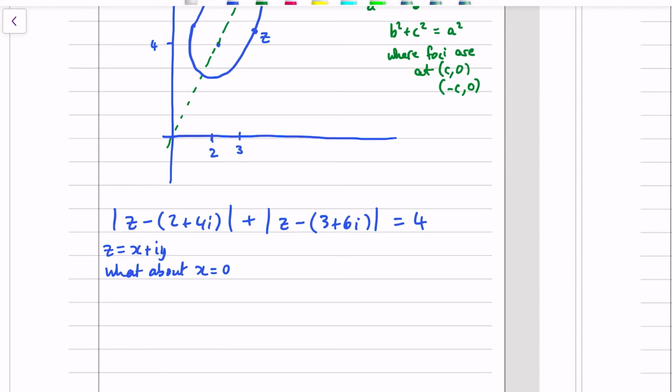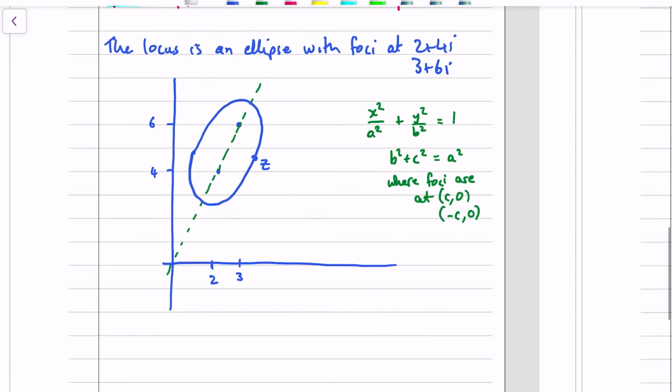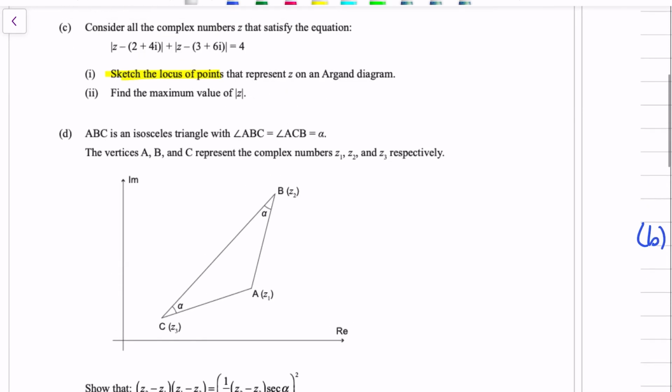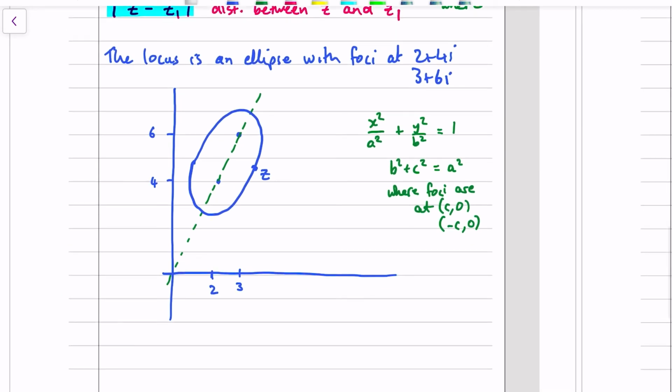We don't need to do that for this problem, but just a sketch in the first quadrant would be enough. And then the second part of the question says find the maximum value of the modulus of z. So the modulus of z is the distance that z is from the origin. So if z is, say, this point on the ellipse, then that there would be the modulus of z. And the biggest value of that is, of course, going to be if z is over here, because the furthest from the origin will mean the biggest modulus of it.